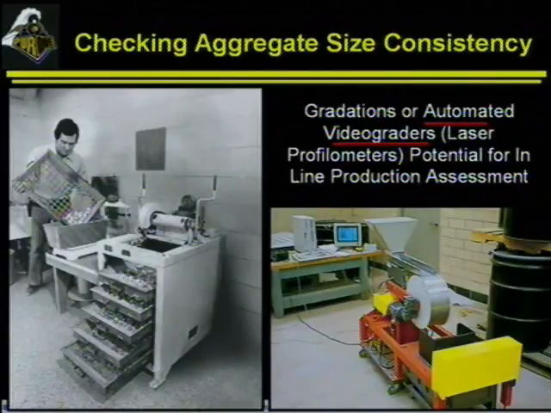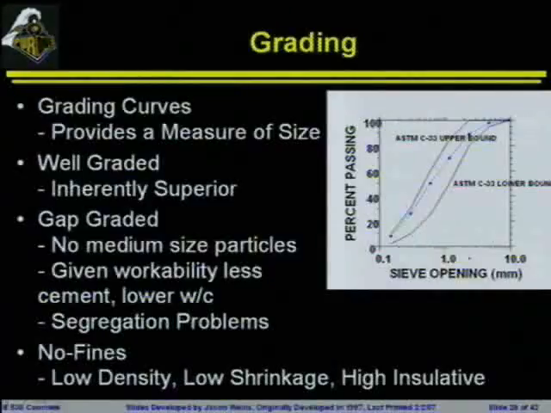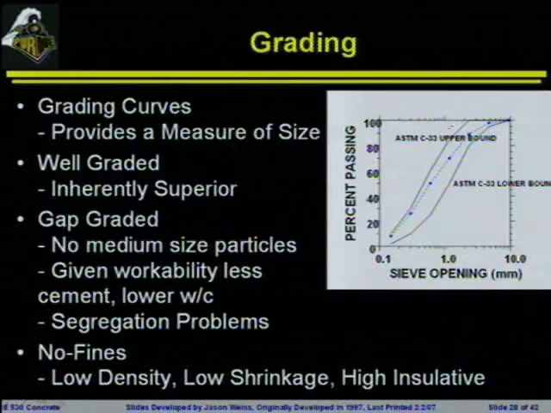In this particular picture here, you could imagine aggregate being dropped by a laser in a real production facility, and it would be giving you an idea what the size distribution of those aggregates are. Grading curve provides you a relative measure of the size. This is basically what's referred to as a percent passing curve.